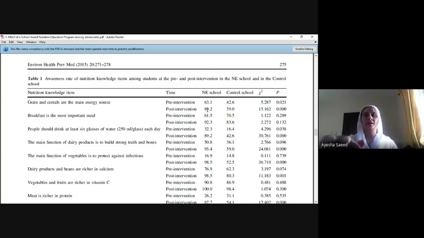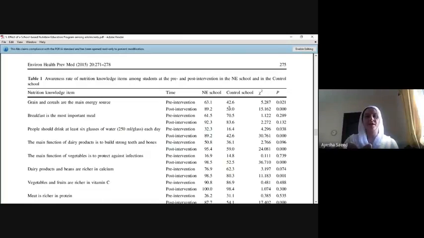So this is statistically significant. Breakfast is more important, cereal, this also increased. The results were almost similar in the pre-intervention and the post-intervention. It improved. People should drink at least 6 glasses of water each day. As you can see, this rate increased afterwards and this rate increased afterwards.